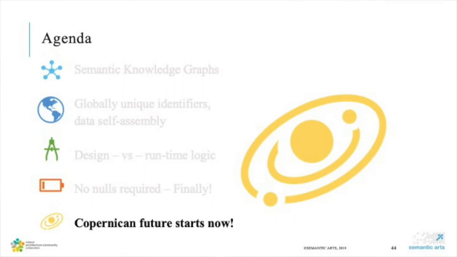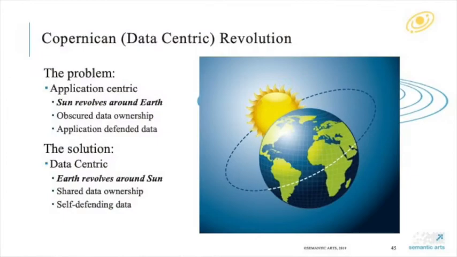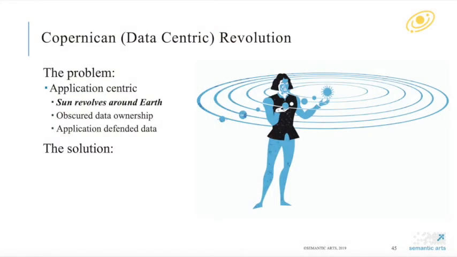The problem, as I talked about earlier, is that we envision that the data is trapped behind applications. Well, that's the same as thinking that the Earth is in the center of the universe. It's not. The sun is. Well, now that we know that, thank you, Copernicus. The Earth revolves around the sun.